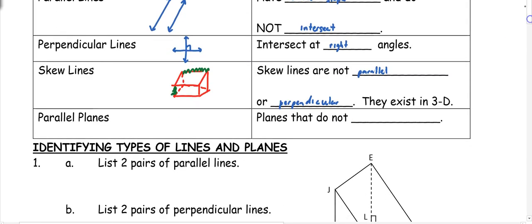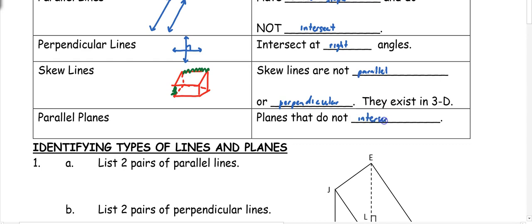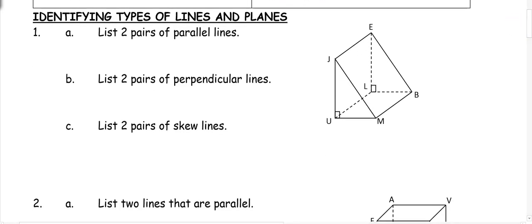And then we have parallel planes. Parallel planes are just sides of a three-dimensional figure that are never going to intersect. So let's try identifying some of them. So in number one, list two pairs of parallel lines.